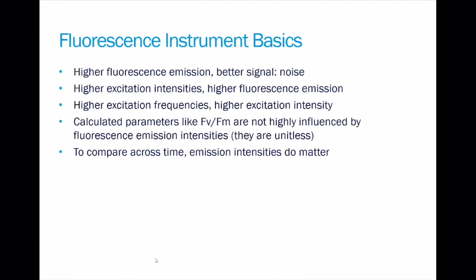A few basics to keep in mind: if we have a higher fluorescence emission, we get a better signal-to-noise ratio. So one of our ways to optimize the instrument is to try to get as high a fluorescence emission as we can. To get that higher emission, we can either increase our intensity or we can increase our frequency. Those are two parameters that you can modify when you're setting up the fluorometer.